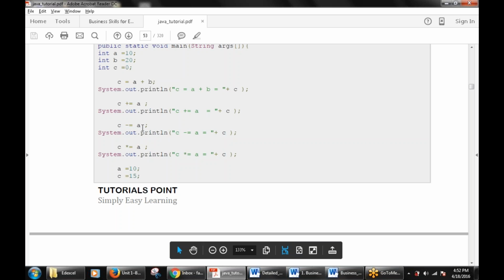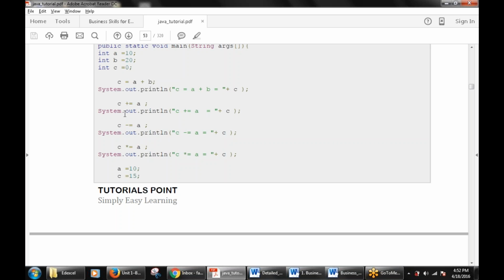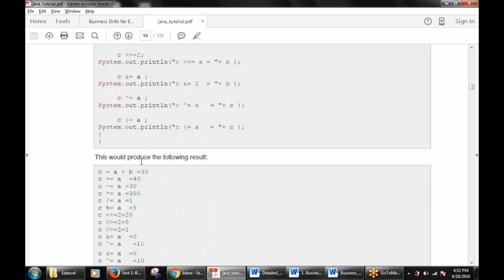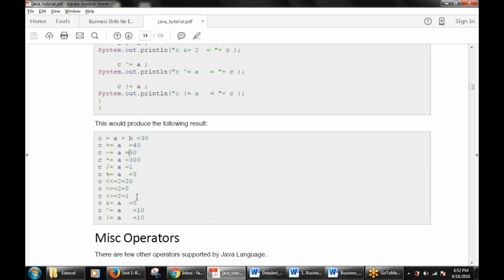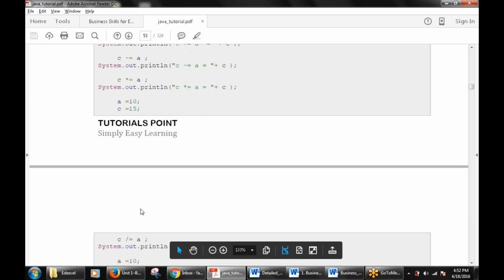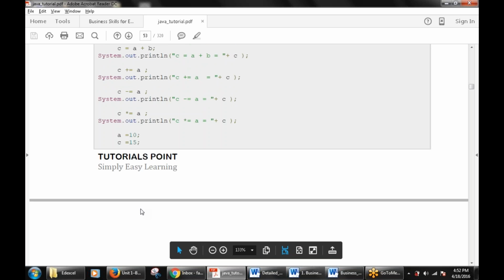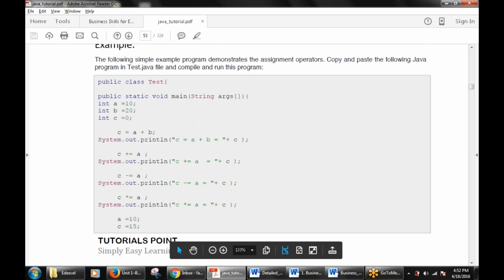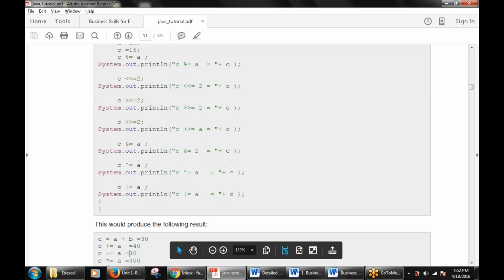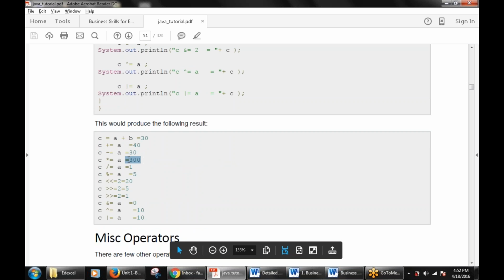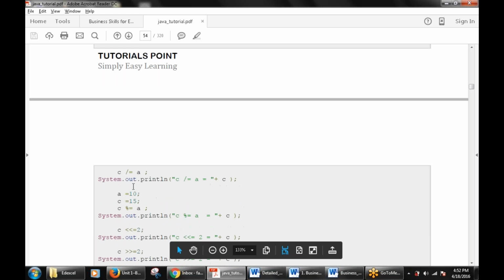Now the C value is 40, that is decremented by 10, that becomes again 30. Then C times equals A, that is C equals C times A, that is 30 times A, that is 10, that becomes 300. Now in the next one, there is 300. Then C divide equals A.